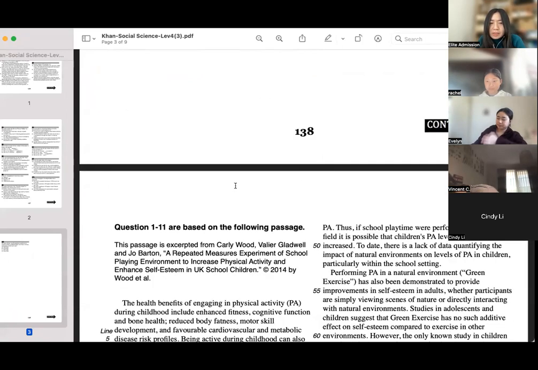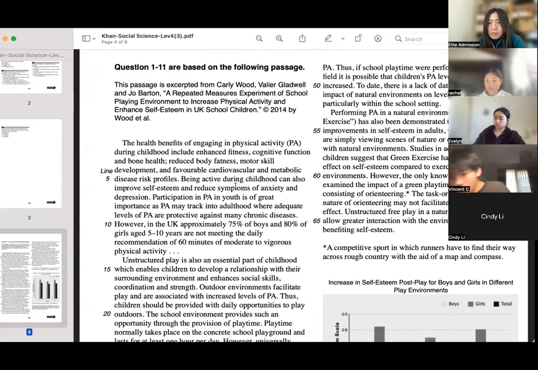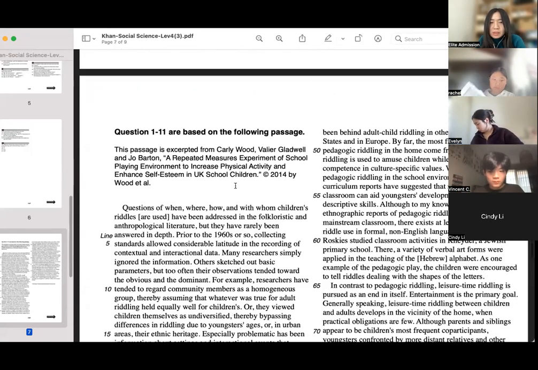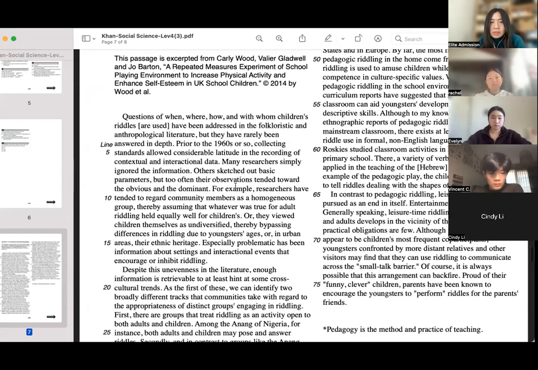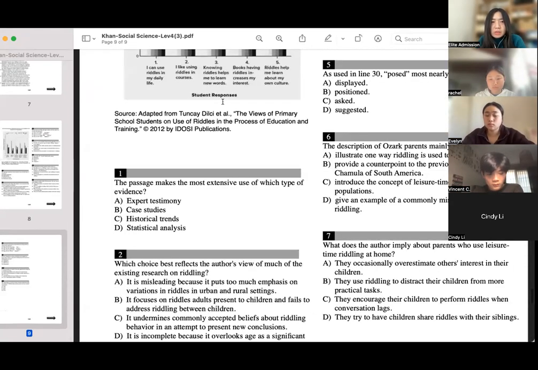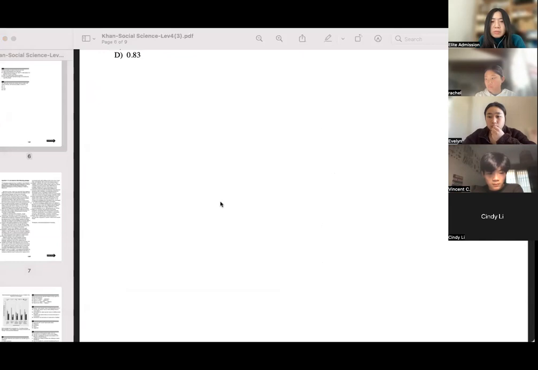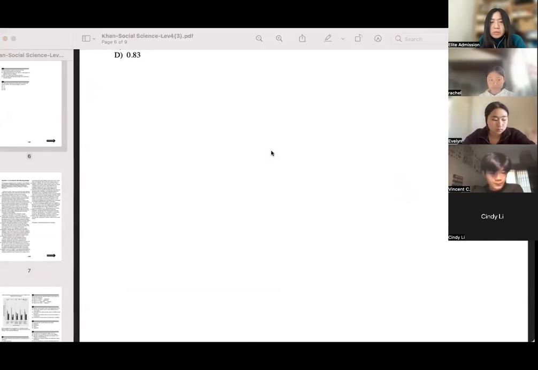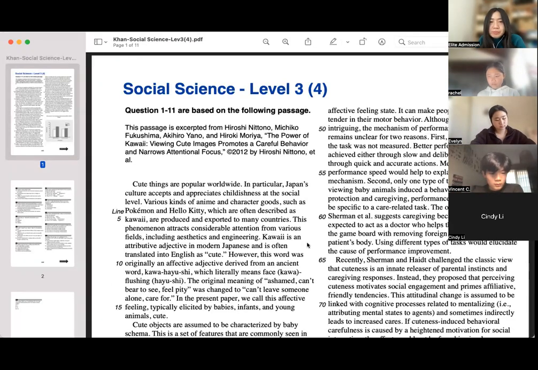But sometimes if we're talking about physical activity. Oh, not this one, sorry. Maybe we move on to the, let me think. So let's do this one first, level 3.